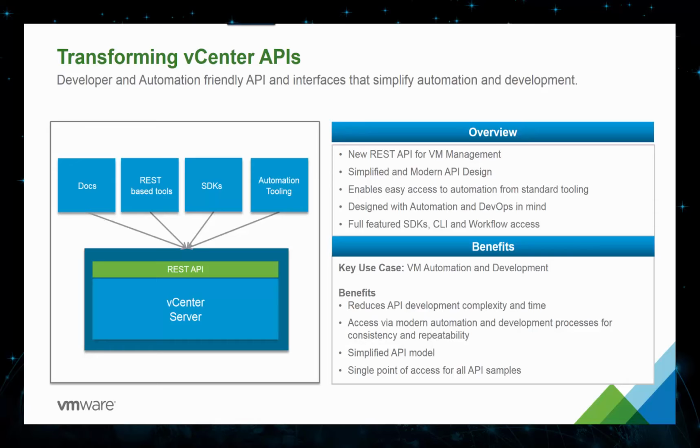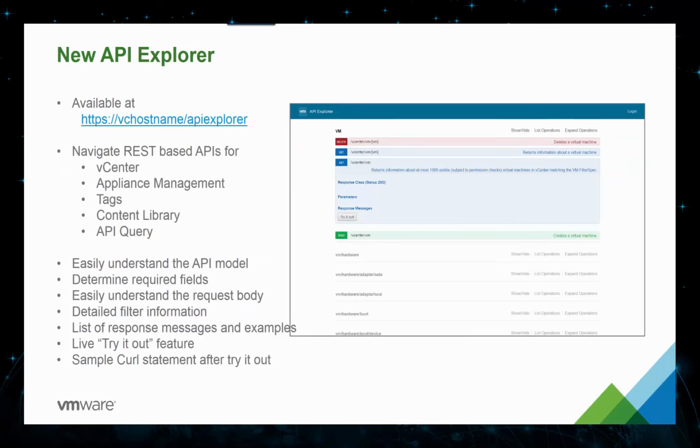It makes it easier for third-party vendors to write APIs to plug into and manage vSphere now. All of these features help reduce development complexity and time, while providing modern, standardized APIs and models with a simple point of access for all API samples. We've also included a new API Explorer, which helps navigate REST-based APIs for vCenter, appliance management, tags, content library, and API query. It also makes determining required fields much easier, gives you detailed filter information, and a live try-out feature, and then several other new capabilities.